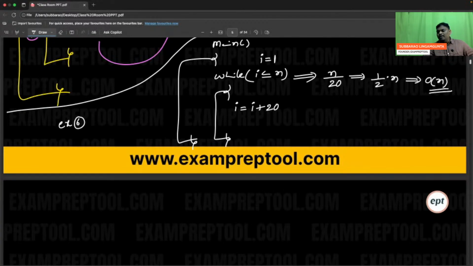You have 100 rupees. Every day you are spending 20 rupees. So the first day 20, second day 20, third day 20, fourth day 20. After 5 days, the 100 rupees are over. So 100 by 20, it takes only 5 days. Same story here. Every time you are adding 20. How many times will this loop continue? n by 20. Plus 1, minus 1, don't worry. If really required, we'll think about plus 1, minus 1 also. Approximately n by 20 times.